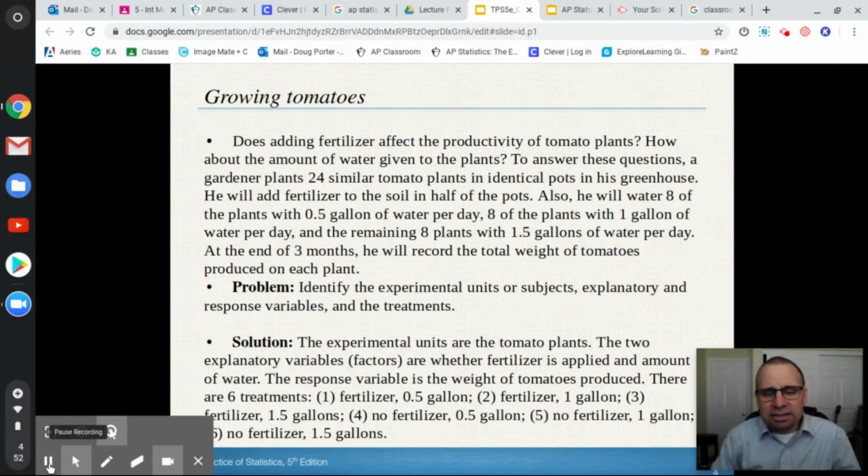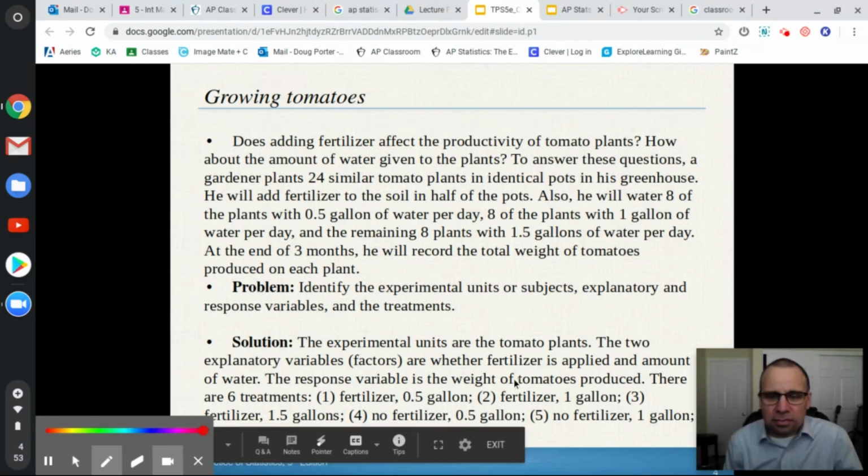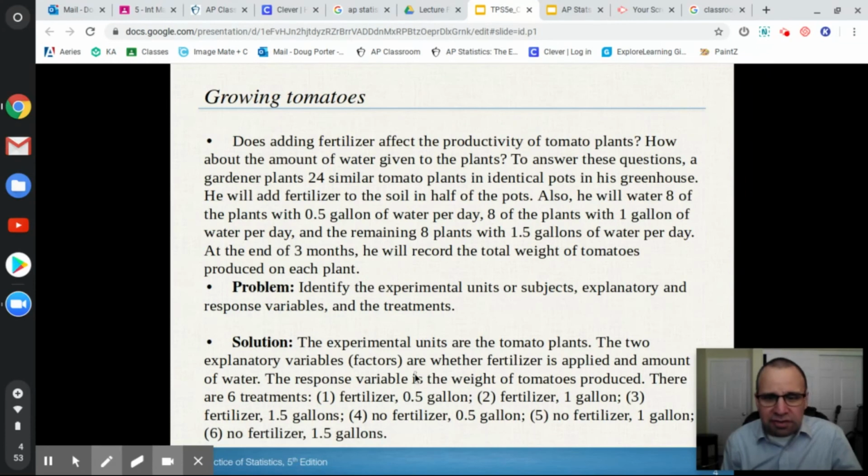Again, it asked us to identify the experimental units or the subjects, the explanatory, response variable, and the treatments. Okay, so the experimental units are the tomato plants because that's what's getting the treatment. So there's two explanatory variables. One is the fertilizer and the other is the amount of water. So you can have more than one explanatory variable. Now, a combination of those explanatory variables is then called a treatment, okay? So the response variable is obviously going to be like the weight of the tomato after we apply the treatments.